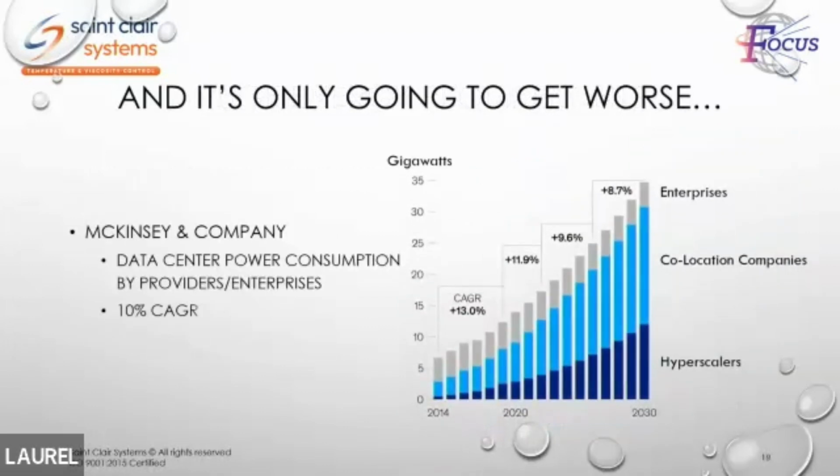McKinsey and Company noted that data center power consumption is going to continue to increase at a 10% compound annual growth rate, exceeding 35 gigawatts by 2030. It's going to be the lead energy consumer in the world by 2030. That's pretty fast. So that's frightening.